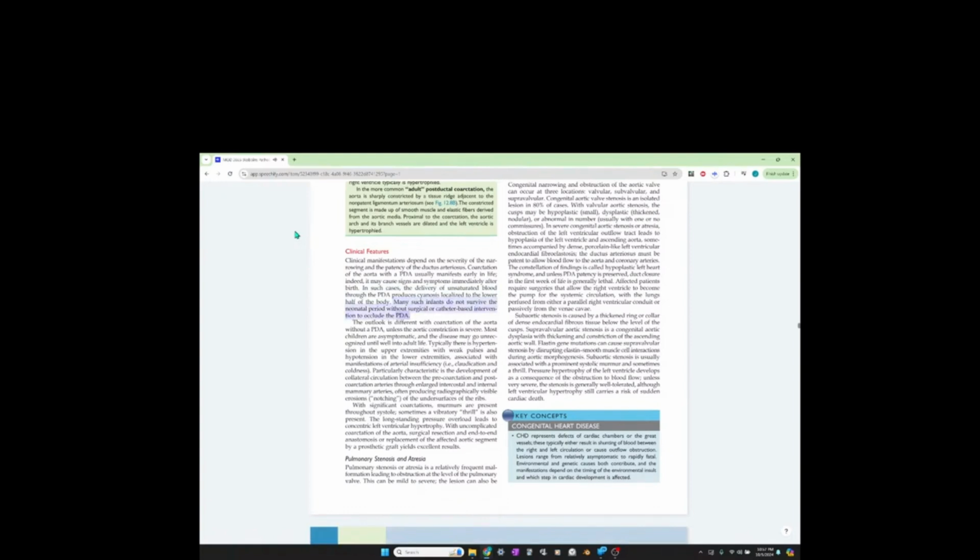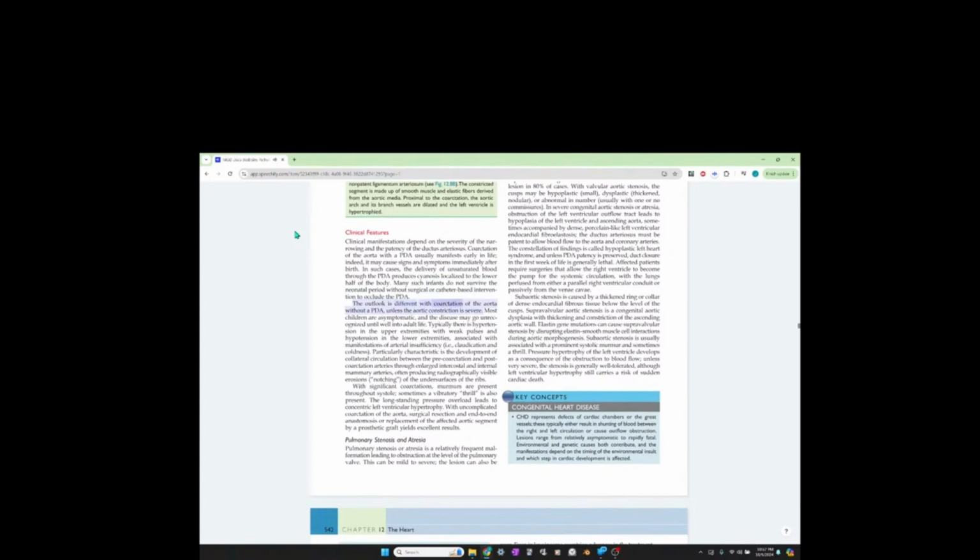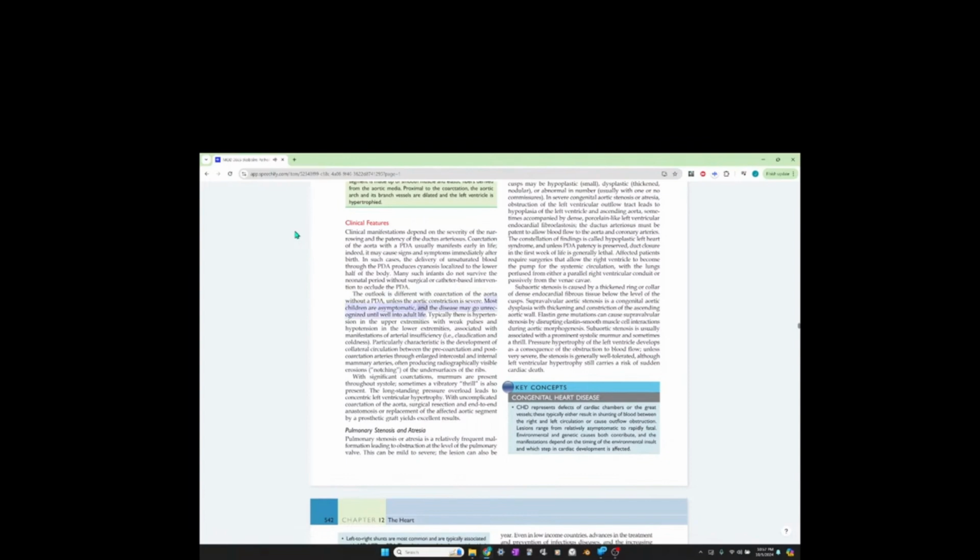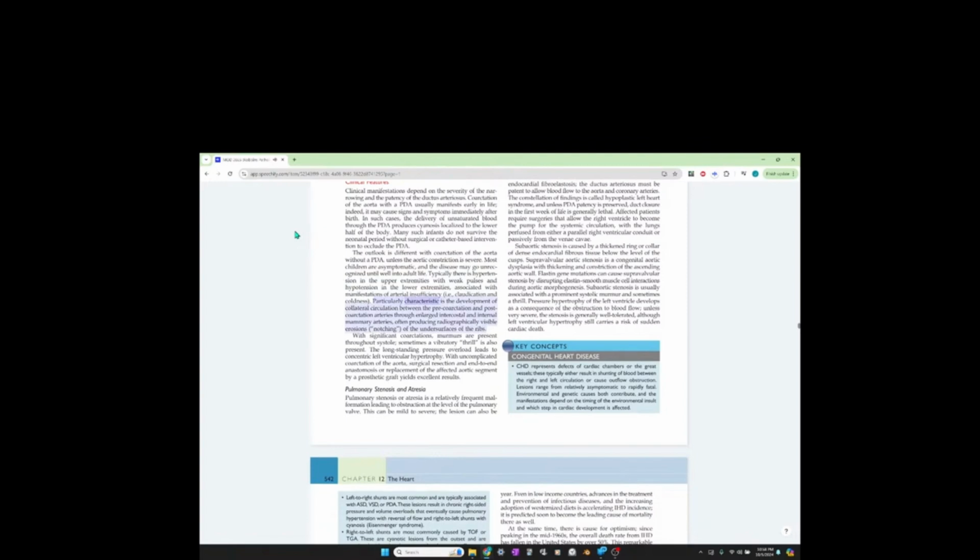The outlook is different with coarctation of the aorta without a PDA, unless the aortic constriction is severe. Most children are asymptomatic, and the disease may go unrecognized until well into adult life. Typically, there is hypertension in the upper extremities with weak pulses and hypotension in the lower extremities, associated with manifestations of arterial insufficiency. Particularly characteristic is the development of collateral circulation between the precoarctation and postcoarctation arteries through enlarged intercostal and internal mammary arteries, often producing radiographically visible erosions of the undersurfaces of the ribs.